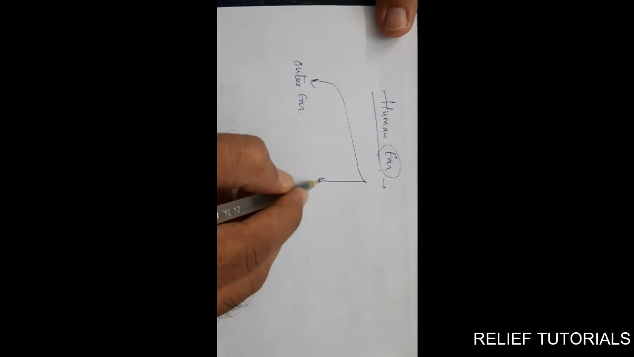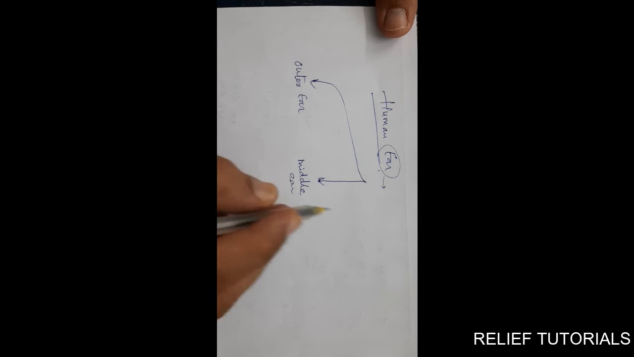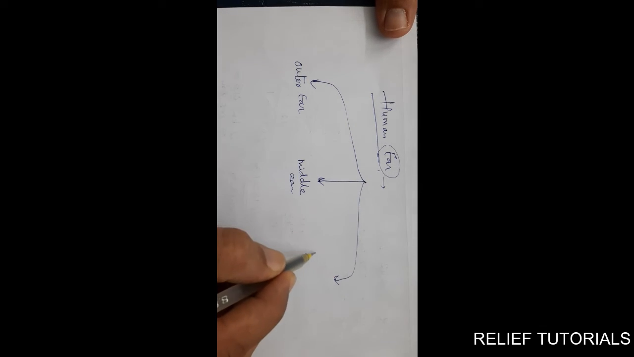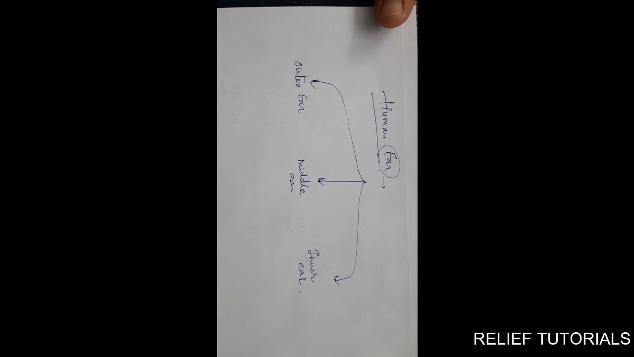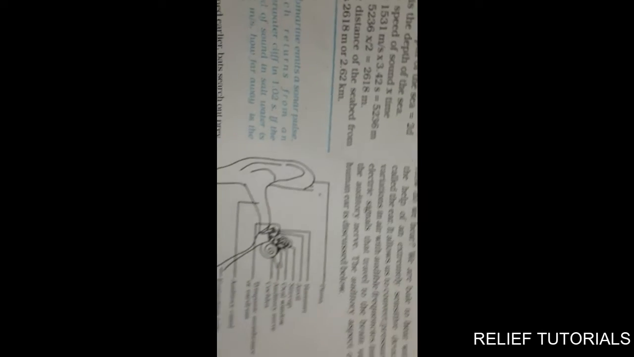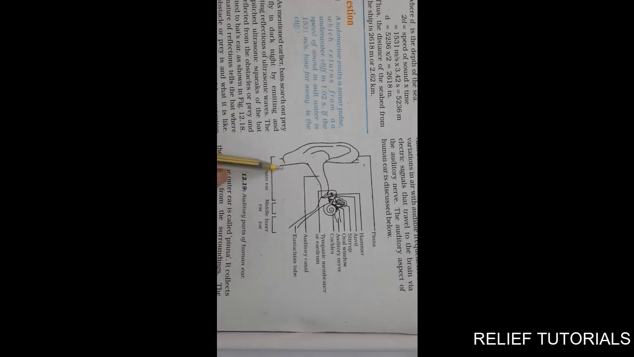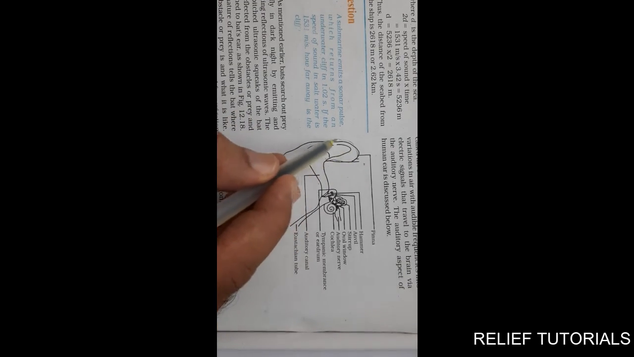Outer ear, middle ear and inner ear. Outer ear, the outer part of ear. Look at this figure. The outer part of ear is this. Okay, so this is the outer part of ear.